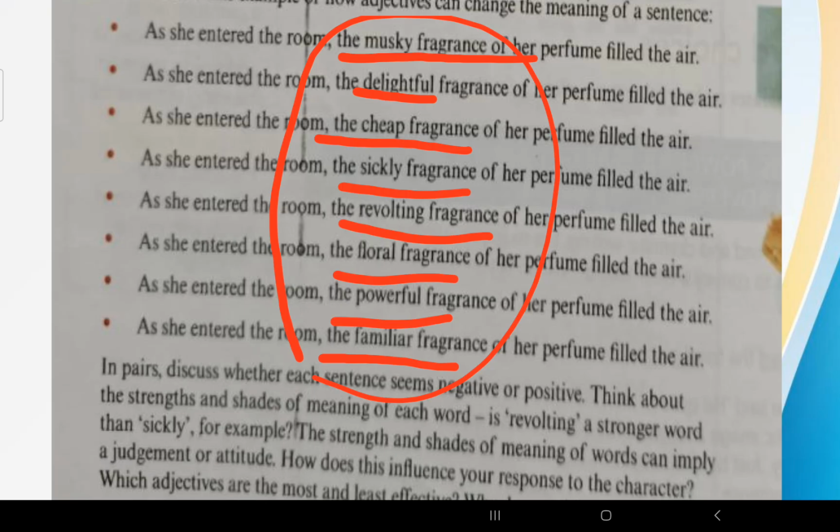So that's all for now, and in the second video I'm going to discuss questions A to E, the use of language task.